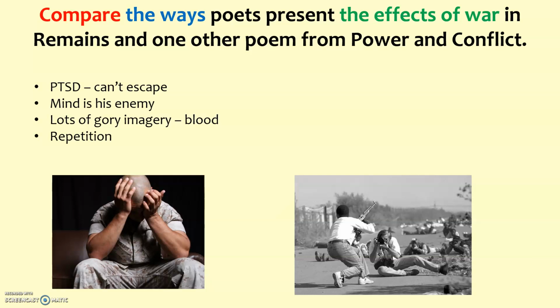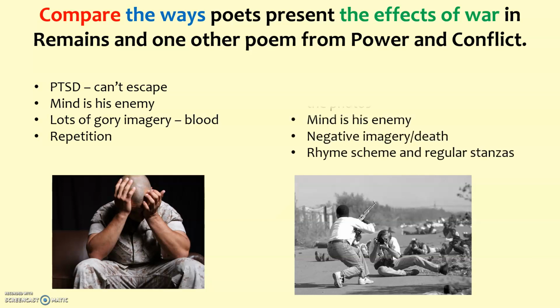And if I was to do another quick plan for War Photographer, what is that poem about? Well, the photographer is reliving those experiences. As he develops those photos, those memories come back to him because he sees those images again, particularly of the dead people who he's photographed. His mind is his enemy there as well, very similar to Remains in that sense. Already we've got a point of comparison where they are similar in some ways because both of them have mind as enemy and both of them are reliving experiences. So the effects of war are those negative memories that they've created.